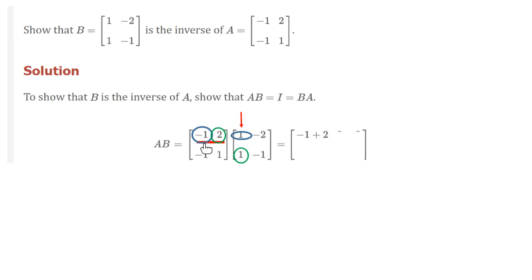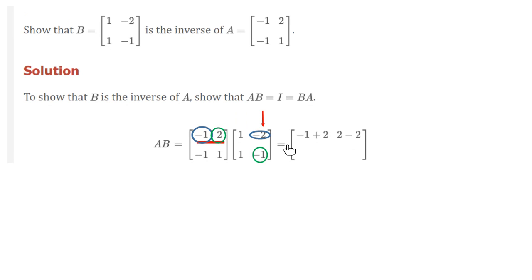We're going to take the first row times the first column. Here I put circles around the numbers that we're multiplying. So -1 times 1 gives me a -1. 2 times 1 gives me a +2. Next we're going to use the same row and multiply the next column. So -1 times -2 is +2, and 2 times -1 is -2.